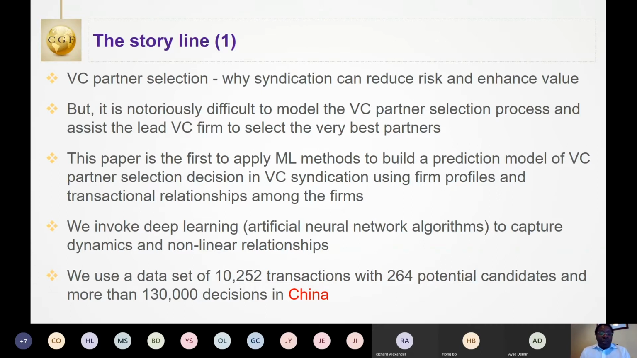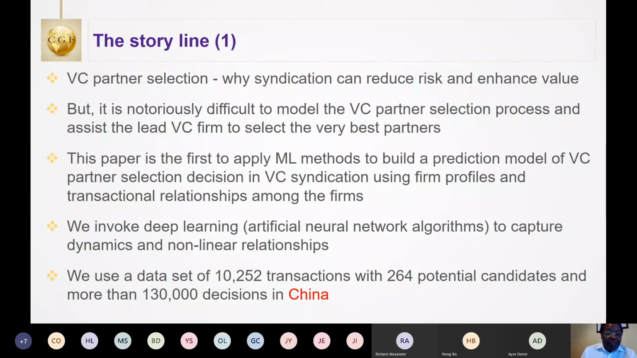But the question, what has been notoriously difficult, is how to model the dynamics in the venture capital partner selection process, especially during syndication, putting funds under syndicate, so that the lead venture capital firm can select the very best partners. This question has been very difficult to model because the traditional econometric methods very rarely pick up the dynamics and the nonlinear relationships involved.